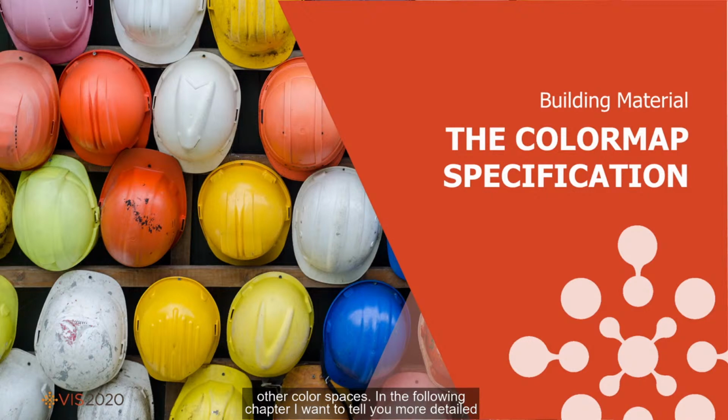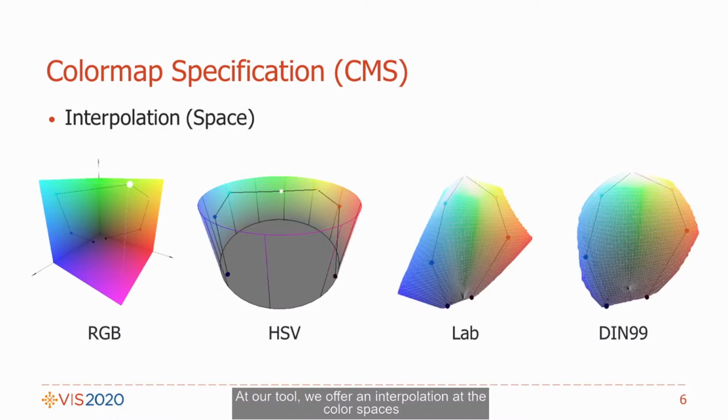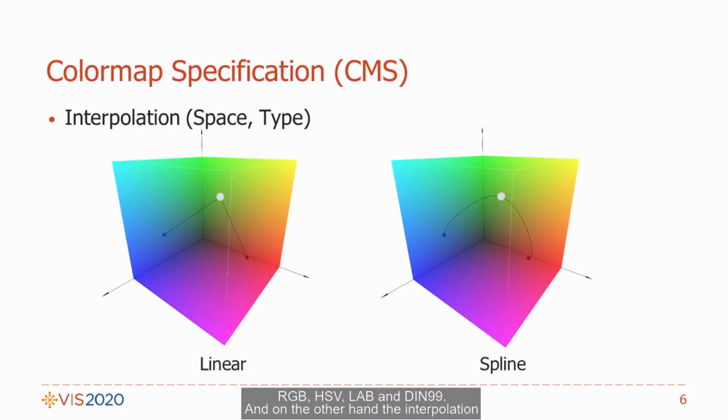In the following chapter, I want to tell you in more detail how we have built our color map specification, or in short CMS, to enable a wide range of design opportunities and also get a clear definition for the color map. One part of the CMS is the interpolation, which consists, on one hand, of a selected color space. In our tool we offer interpolation in the color spaces RGB, HSV, Lab and D99, and on the other hand the interpolation consists of a selected type. We offer a linear interpolation and a Catmull-Rom spline interpolation.